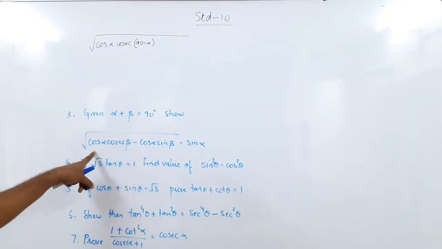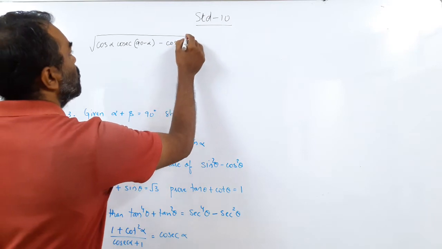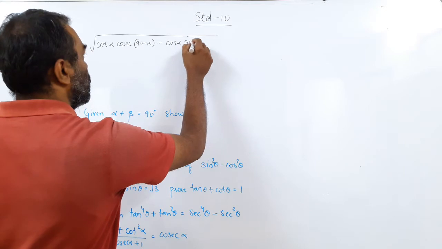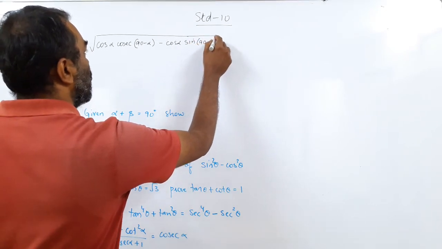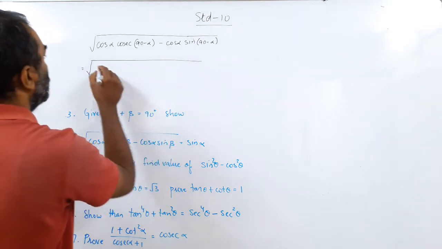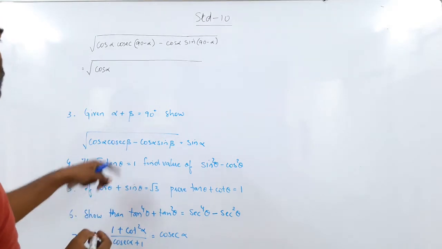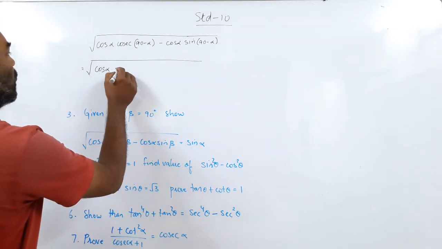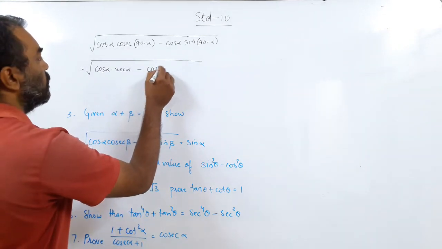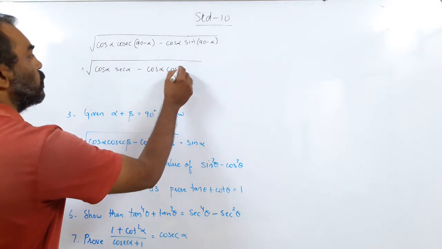So cos alpha I kept as it is, cosec. Here I keep the cos alpha as it is. And beta again I will write sin 90 minus alpha. So we have cos alpha. Now what is cosec 90 minus alpha? It is sec alpha minus cos alpha. Sin 90 minus alpha, complementary, is cos alpha.